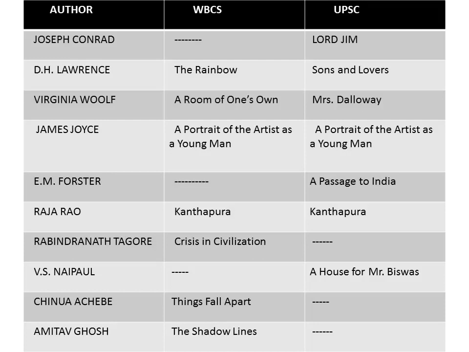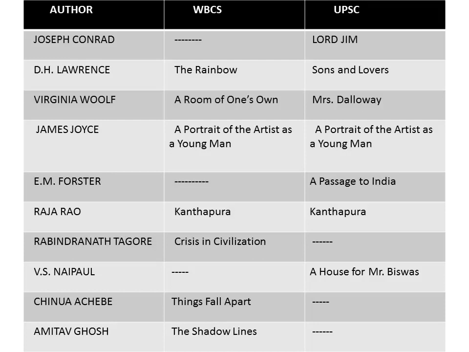And here, coming to the last section, this is the prose section of the second paper in both cases. As you can see, UPSC wants you to study Lord Jim by Joseph Conrad, but not WBCS. D.H. Lawrence's The Rainbow has been included in WBCS, whereas Sons and Lovers in UPSC. A Room of One's Own by Virginia Woolf in WBCS. Mrs. Dalloway, on the other hand, in UPSC. A Portrait of the Artist as a Young Man by James Joyce in both cases.